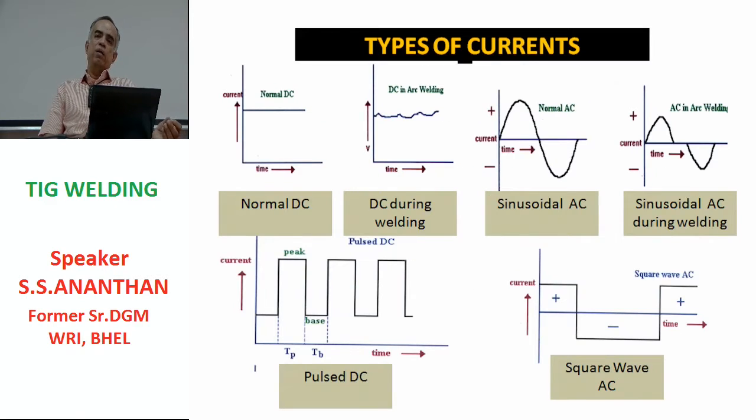Now here in the slide, you can see the different types of currents employed in the TIG welding process. The first one is a normal DC, which you expect out of any DC power supply, such as a battery or any DC power source. Now, when you are actually doing welding, you can see in the second picture the direct current seen when welding is going on, for example, in the TIG welding process. The variation you see in the DC is because of the variation in the arc length due to the manual operation, and the variation in the arc length induces a change in arc voltage, which in turn changes the arc current.